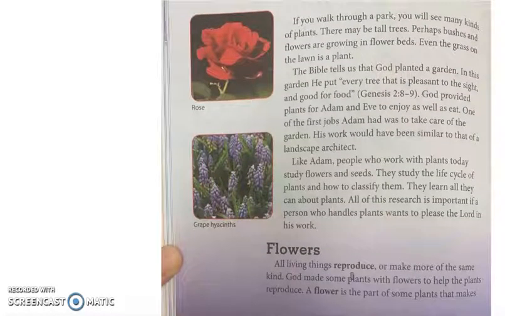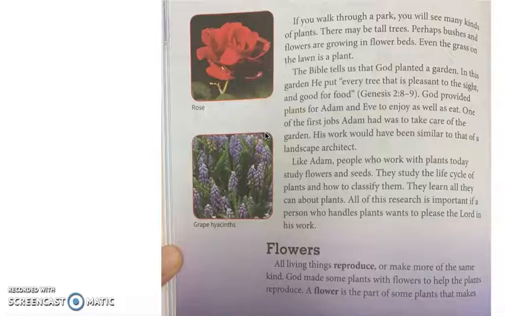If you walk through a park, you will see many kinds of plants. There may be tall trees, perhaps bushes, and flowers growing in flower beds. Even the grass on the lawn is a plant. The Bible tells us that God planted a garden. In this garden, He put every tree that is pleasant to the sight and good for food. Genesis 2:8-9. God provided plants for Adam and Eve to enjoy as well as eat.